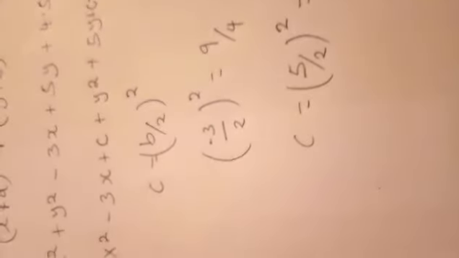Now let's form the equation. The equation is going to be x squared minus 3x plus c. Our c is 9 over 4 plus y squared plus 5y plus 25 over 4 is going to be equivalent.